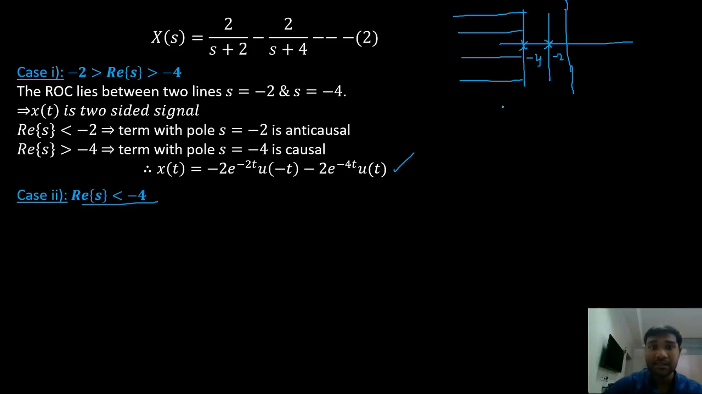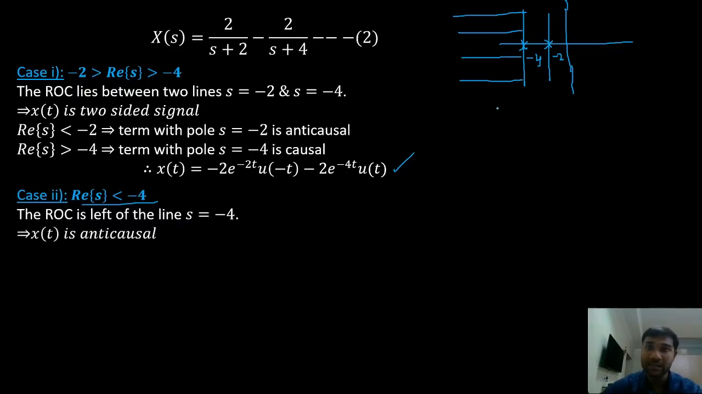I can say the signal is a left-sided signal. That is what I can say. What do you mean by left-sided signal? Left-sided signal means it is anti-causal. That means in my output, or in the inverse Laplace transform, I will see u of minus t. I will not see u of t. I will see u of minus t. Right? So my x of t, what will it look like?